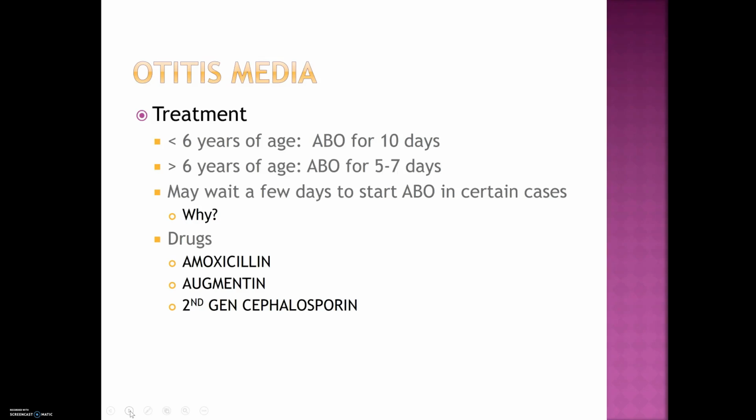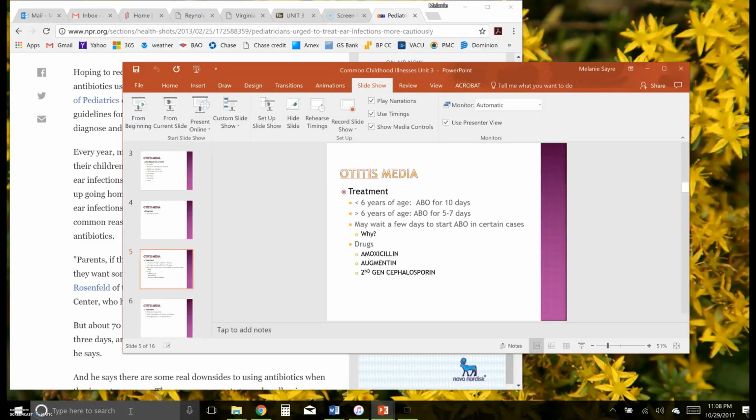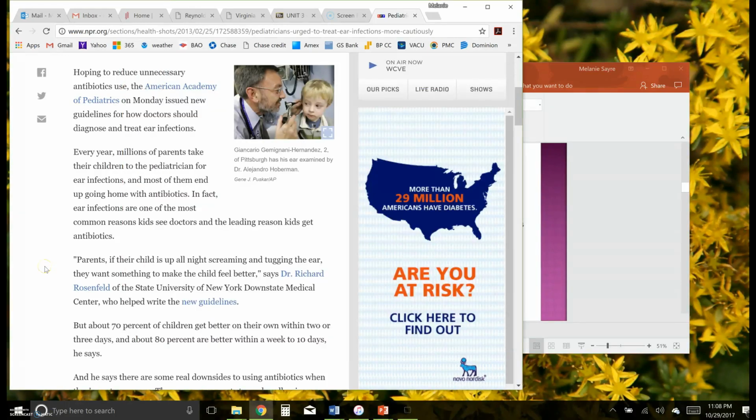There's a question on here about why do we wait a few days to start antibiotics in certain cases. So I'm going to see if this works. I'm going to exit out of there. And according to NPR, I think you can see my screen, in the American Academy of Pediatrics, it's very interesting that about 70% of children would actually get better on their own within 2 to 3 days if we did not get them an antibiotic. And about 80% are better within a week to 10 days.